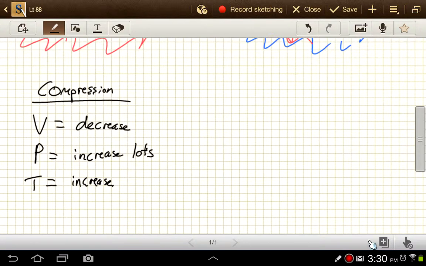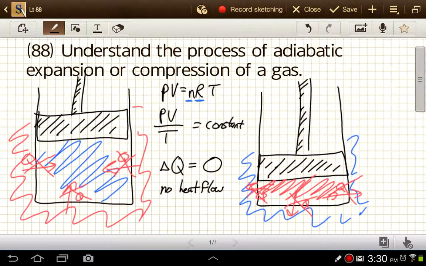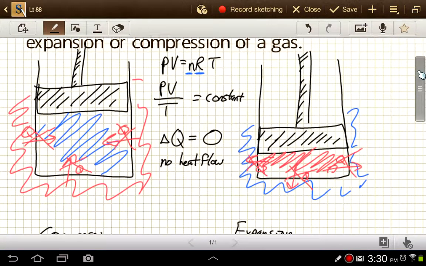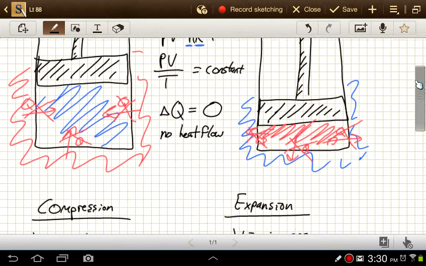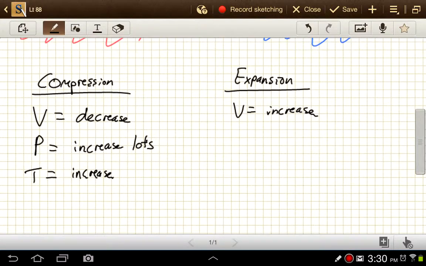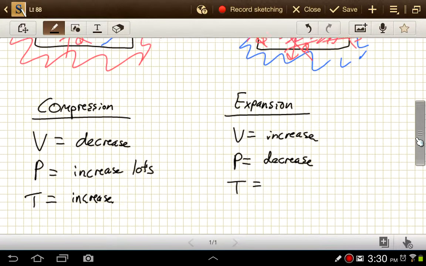If we look at expansion, our volume is going to increase. And when that volume increases, when our piston goes from here to a position like this, we have more space for those particles to bounce around in, so there's fewer collisions with the walls of the container, so the pressure is going to decrease. And our temperature is also going to decrease here.